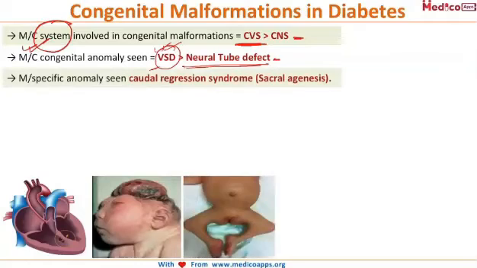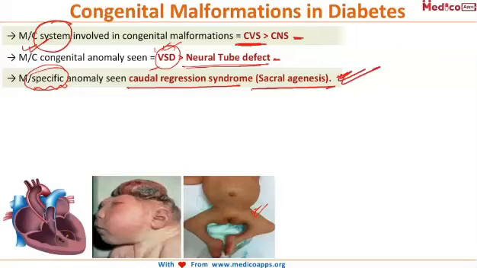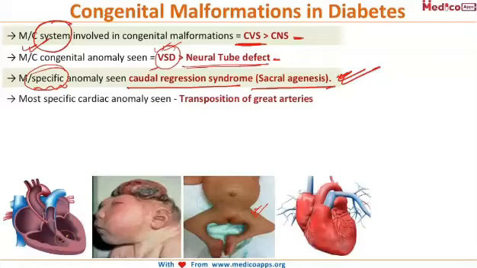Now if the question asks the most specific anomaly in relation to diabetes, then it is caudal regression syndrome or sacral agenesis, as you can see in this image. And what do we mean when we say specific anomaly? We mean that if a baby has caudal regression syndrome or sacral agenesis, then the mother is definitely having diabetes. Then if your question asks the most specific cardiac anomaly seen in cases of diabetes, then your answer is transposition of great arteries. Again, transposition of great arteries is specific to diabetes. If it is present, then the mother definitely has diabetes.